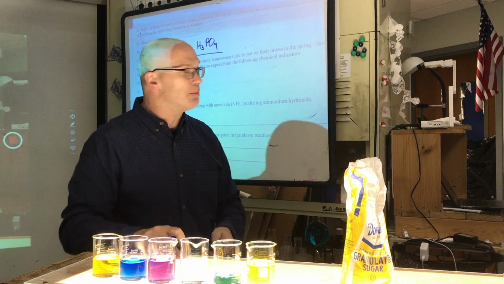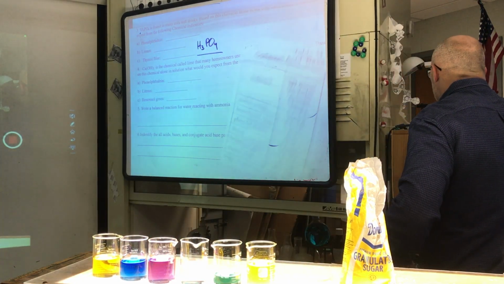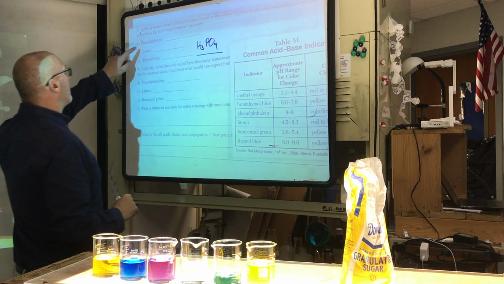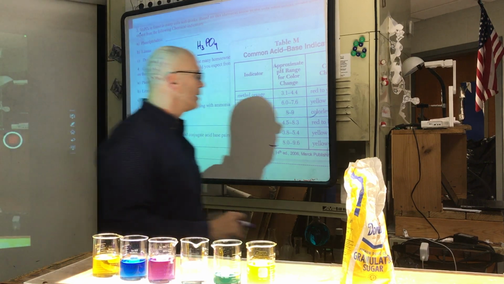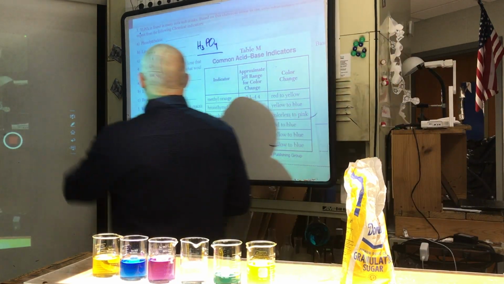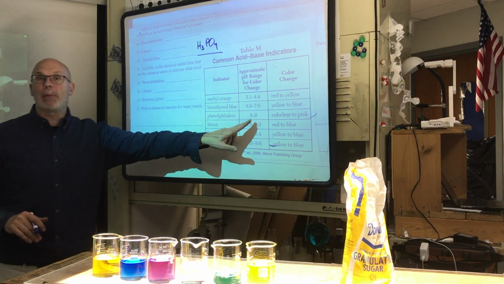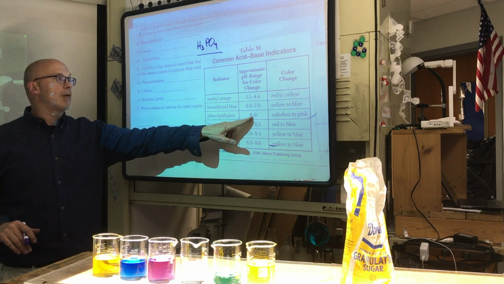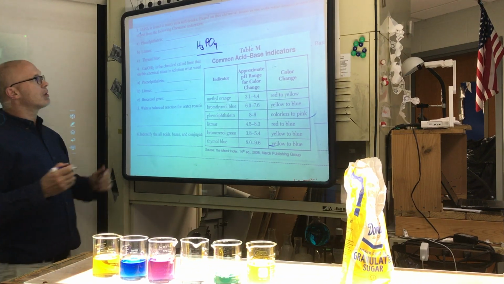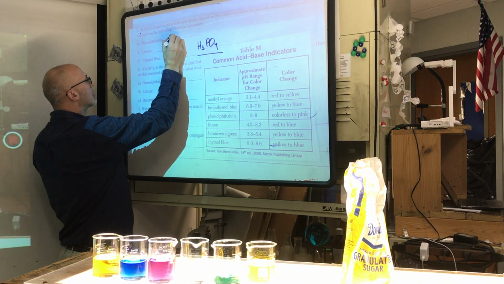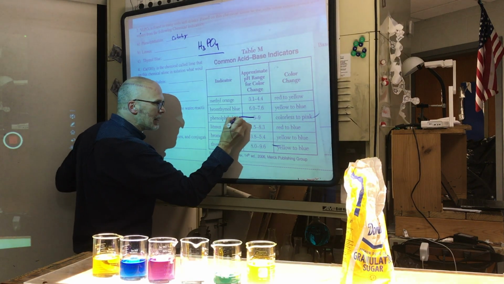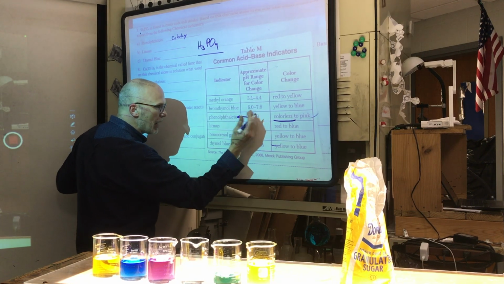So if we look at table M, what do you think phenolphthalein is gonna do? If it's acidic, is it below, above 7, or at 7? Below 7. So 8 and anything lower is colorless. So this would be what? Colorless, right? Table M is telling me it's below 8. Anything 8 and lower is colorless.